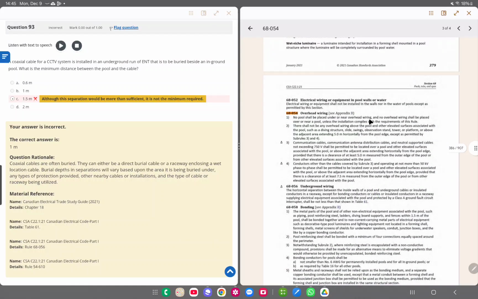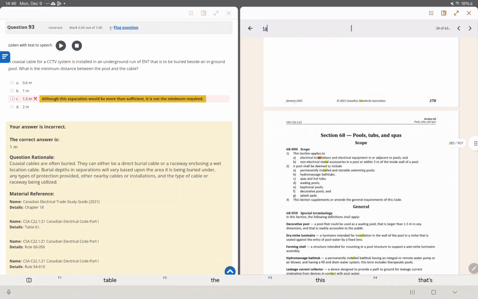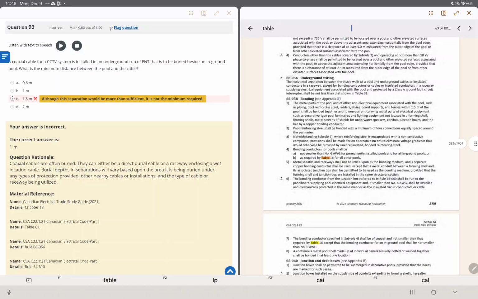Anyway, you have buried beside an in-ground pool. If it's an in-ground pool, it's obviously underground. The separation between inside walls of a pool and underground cables or insulated conductors in a raceway, except for the bonding insulated conductor in a raceway supplying, protected by Class A ground fault, shall be not less than shown in Table 61. So again, we are being directed to Table 61.